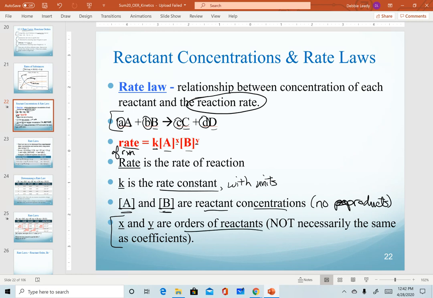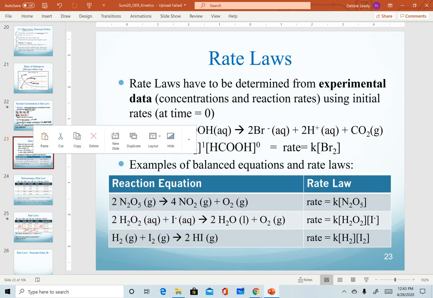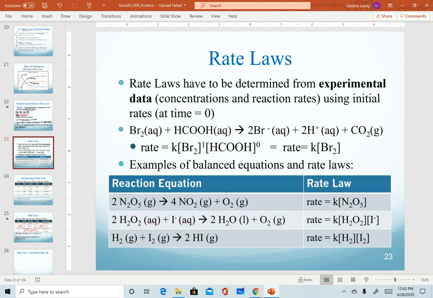And notice that I used x and y. I did not use a, b, c, or d. These are not necessarily the same as the coefficients. It's possible for the order to match the coefficient, but we can't just use the coefficient to tell us the order of a substance. And so this is our general format for a rate law.